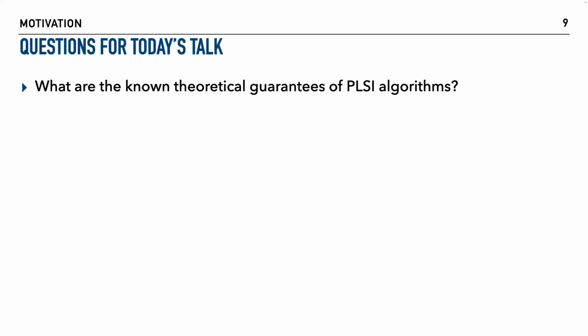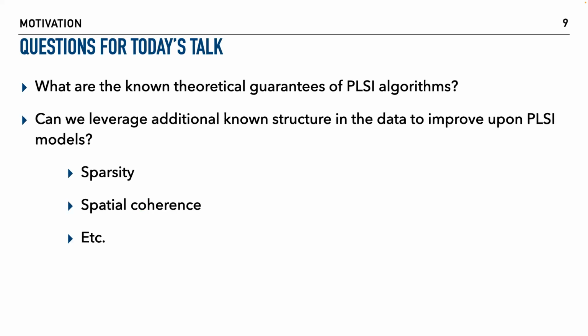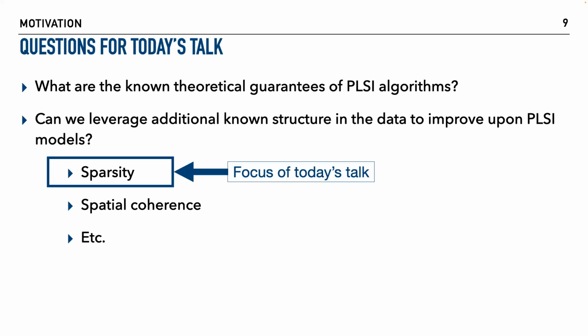So the question for today's talk is the question that we asked ourselves as we were getting into this problem. First of all, what are the known theoretical guarantees of the PLSI algorithms? What is the state of the art, and can we understand their frailties? The second is, can we leverage known additional structure in the data to improve upon these estimators? I've talked about spatial coherence in that specific example, but we're going to focus today on sparsity. But first, we needed to do the simpler task, essentially. So I'll talk today about this.